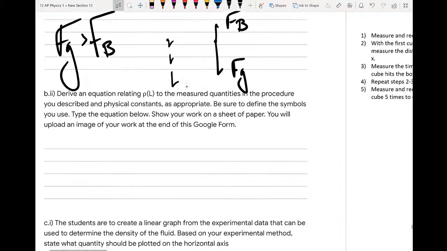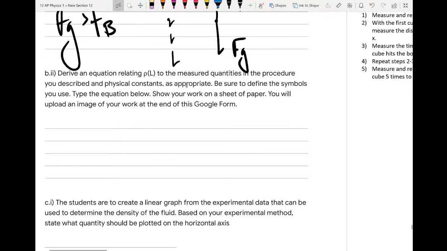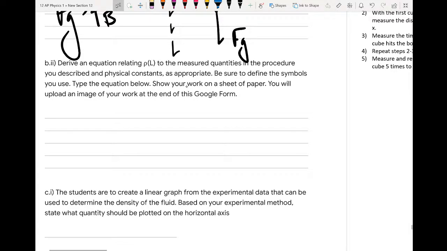So then derive an equation relating rho L to the measured quantities in the procedure you described and physical constants as appropriate. Be sure to define the symbols you use. Type the equation below. Show your work on a sheet of paper. You will upload an image.